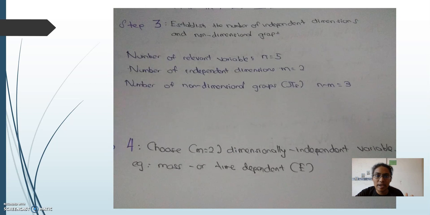For step 3, we establish the number of independent dimensions and non-dimensional groups. As I explained before, we list down the relevant variables, list down the independent dimensions, and then count the non-dimensional groups, which is the number of relevant variables minus the independent dimensions. The answer is 3. Choose M equal to 2 dimensionally independent variables, for example mass and time.